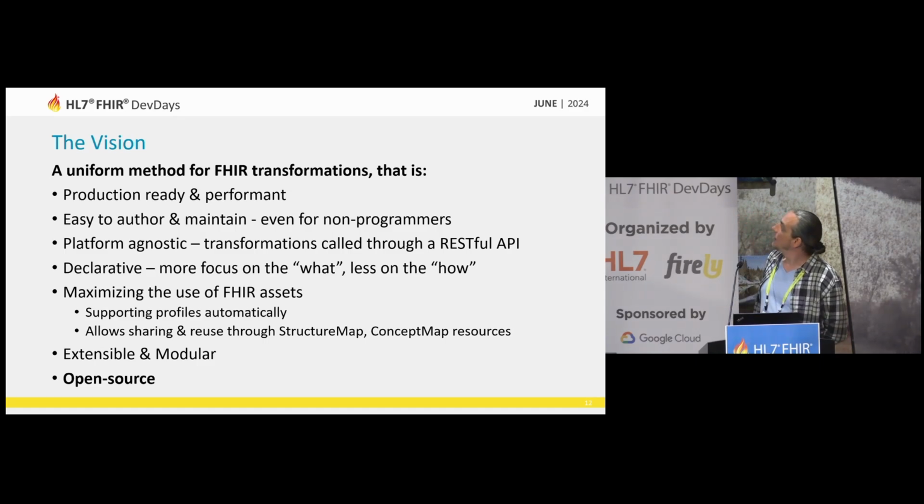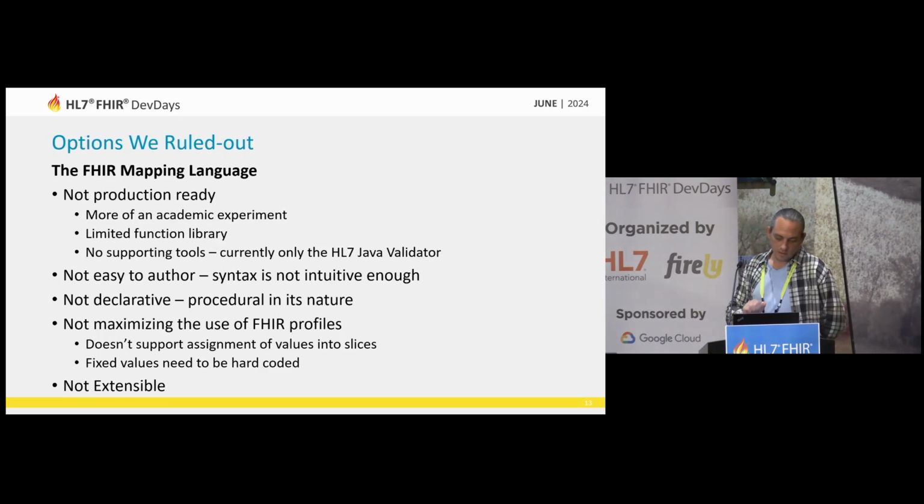So I skipped one important thing. You should call the transformation using the RESTful API. This is a concept that is inspired by the FHIR mapping language, but we ruled out the FHIR mapping language as a solution for that challenge because we don't feel it's production ready. It feels more like an academic experiment.